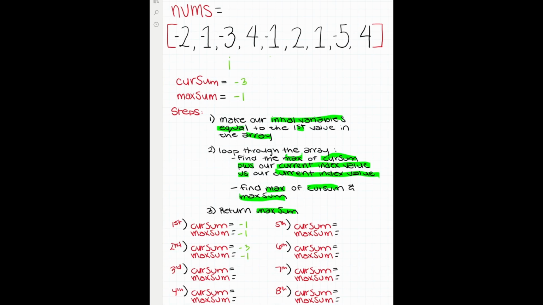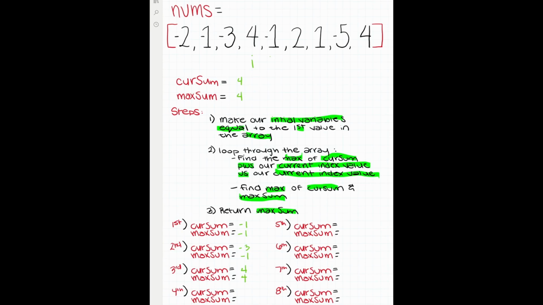So we're going to do the third loop now, and we're going to move our I over, and we're going to take -3 plus 4, which is going to equal 1, versus this index value right here, which is going to be 4. So the current sum is going to be 4. And then we're going to take 4 versus -1. That's going to be 4. And so our current sum and our max sum is 4.